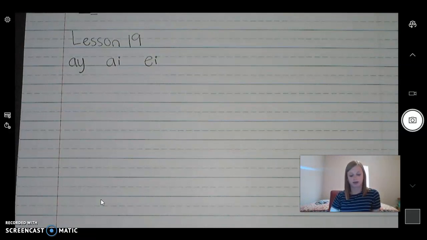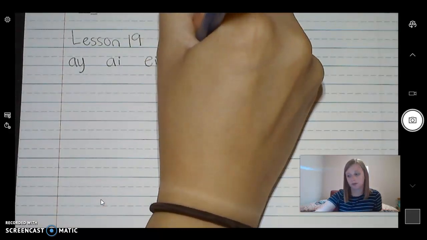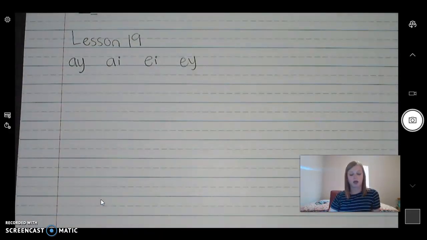Then I need you to write down A-E that we do use at the end of English words. So this is what that phonogram should look like.